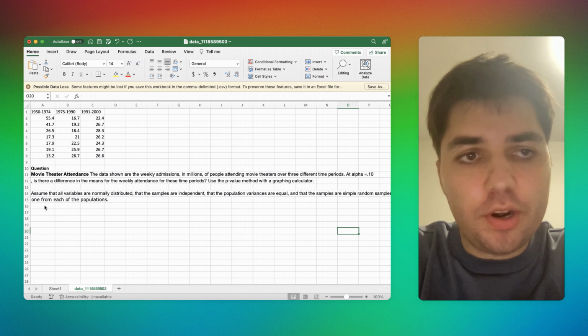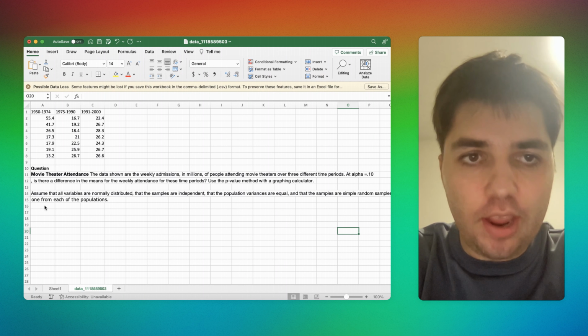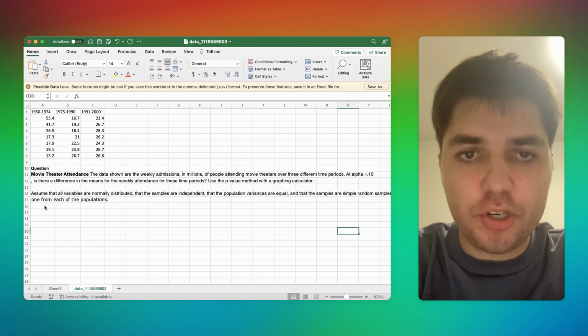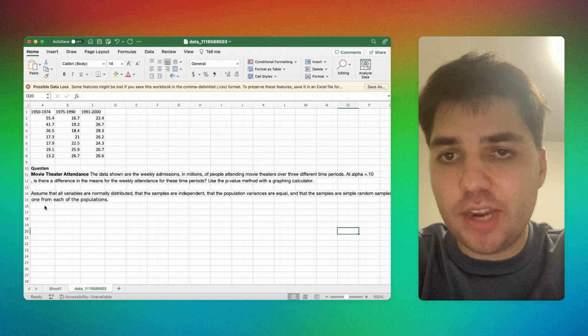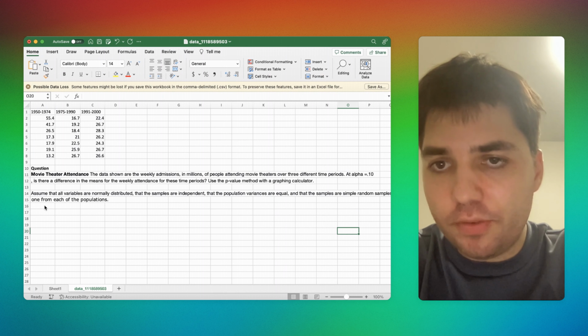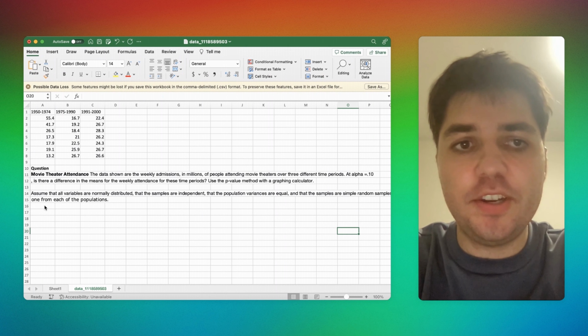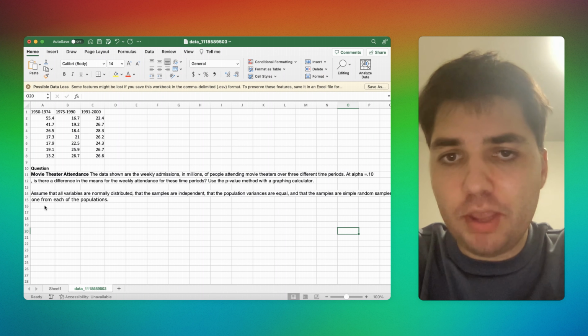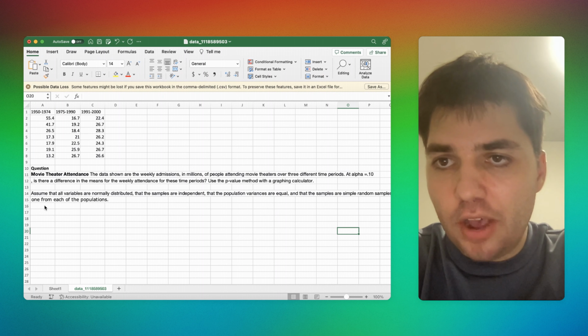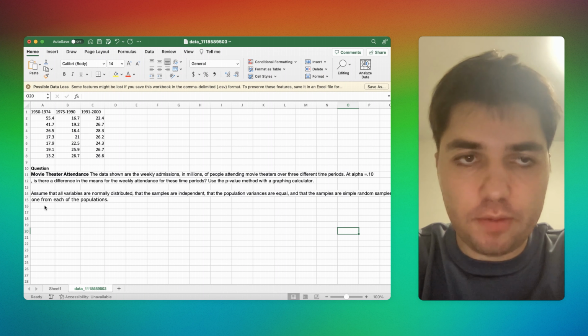So let's pretend we're looking at movie theater attendance, and we're looking at weekly admission in millions of people attending movie theaters over 3 different time periods. Given an alpha value of 0.10, is there a difference in the means for the weekly attendance for these time periods? Use the p-value method with the graphing calculator. So I'll show you how to approach this question using Excel.